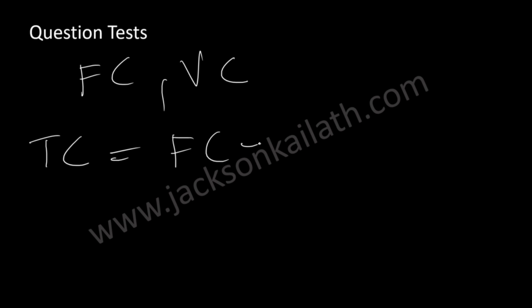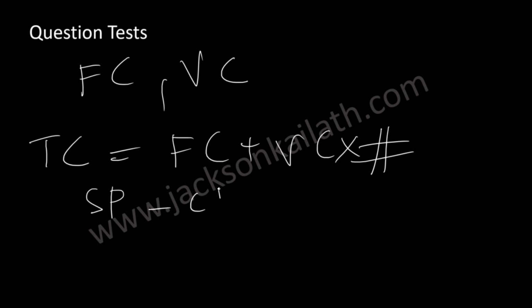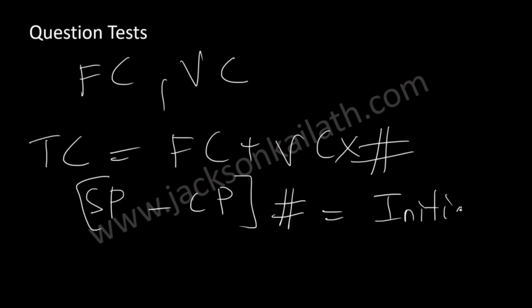Now let's look at what is being tested in this question. Over here, this question is based on fixed cost and variable cost. You should be able to write that the total cost is fixed cost plus variable cost into number of items, right? And again, notice another interesting thing over here: we have the selling price and the cost price. You can get the profit per unit. So profit per unit into number of items should be equal to the initial investment so that you are able to make up your initial investment.